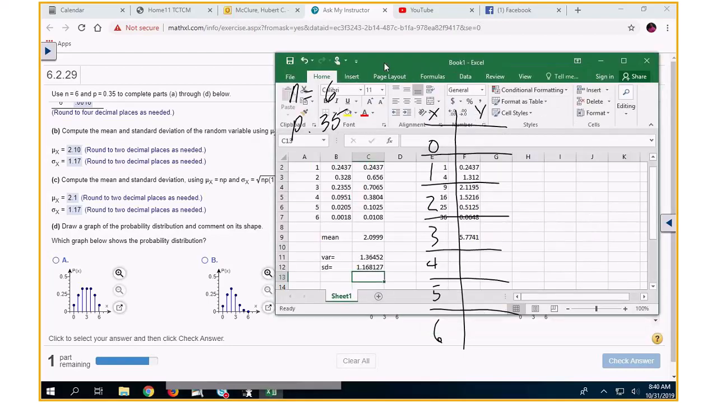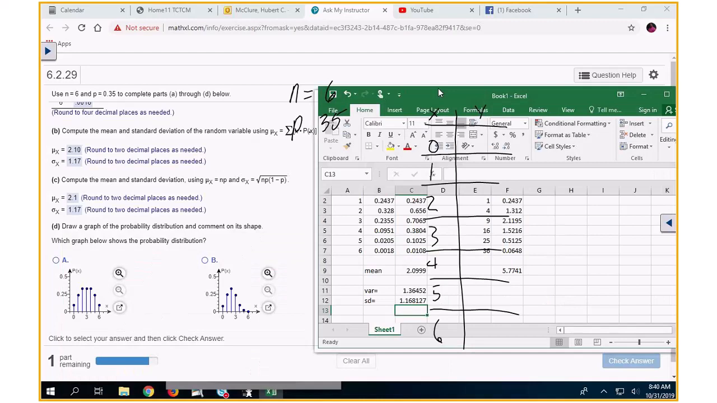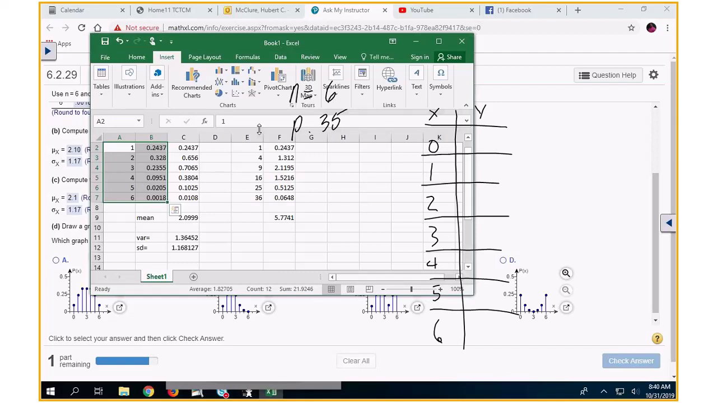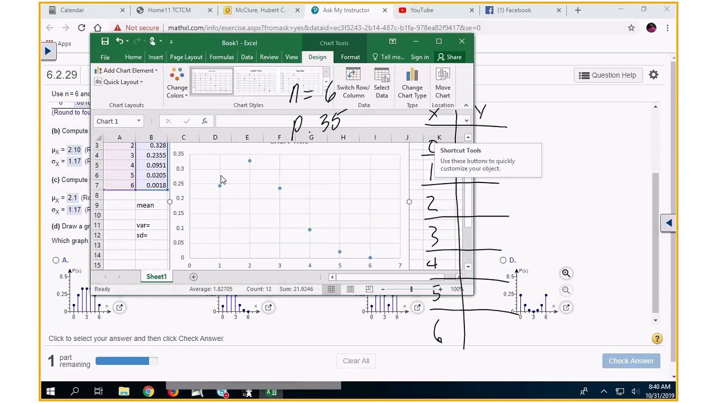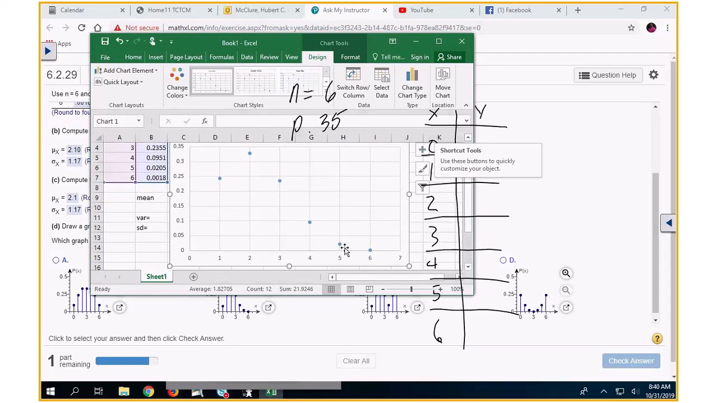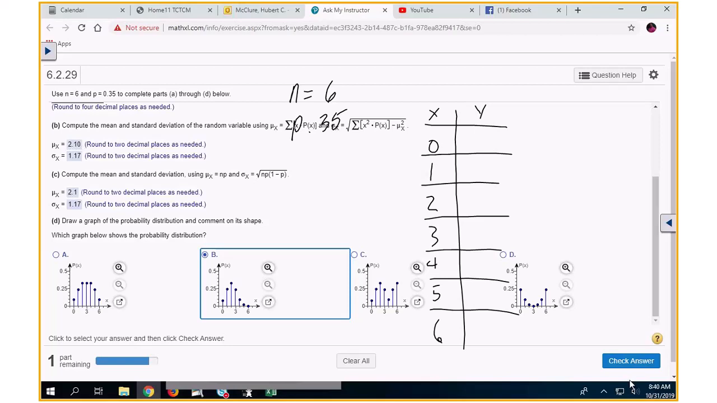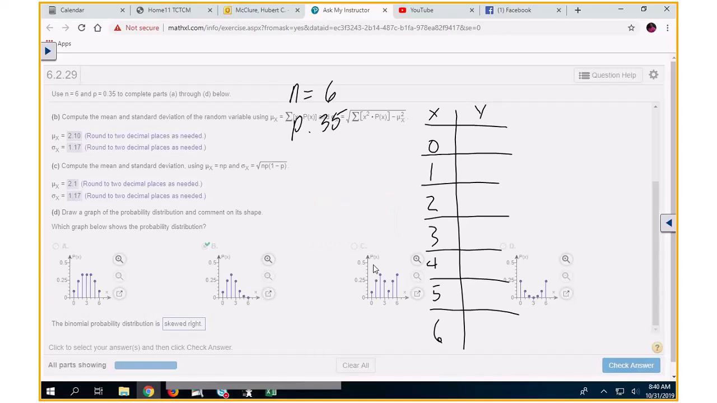I'm not going to ask you to graph it, but if you wanted to graph it, what does it say? Draw a graph of the probability. So here we go. You just highlight this, insert, pick whatever graph you want. So it's got a big hump in the front, and then it levels out toward the X. So which one looks like that? Looks like Bravo. It's skewed right. I'm not going to ask you all this on the test. That's ridiculous.